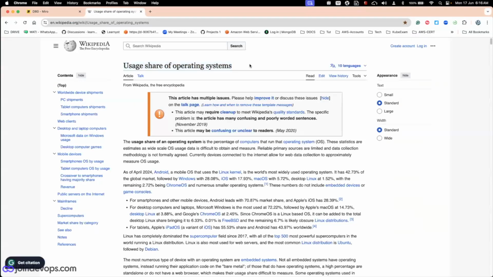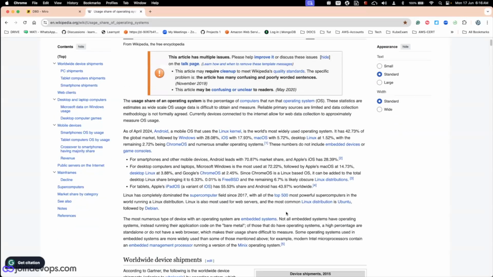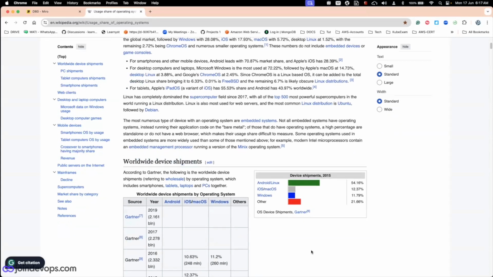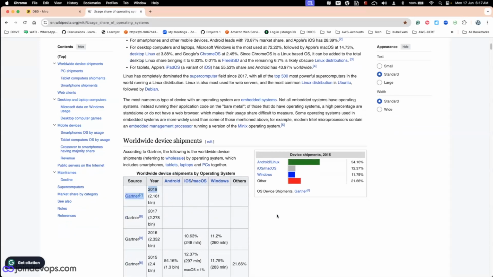There is a Wikipedia web page. They put together different surveys, different analytics, whatever it is, and they offer the worldwide usage. Now, if you see this worldwide device shipments, Android is widely used, and this data is from 2019. Okay, so I think this is fine.